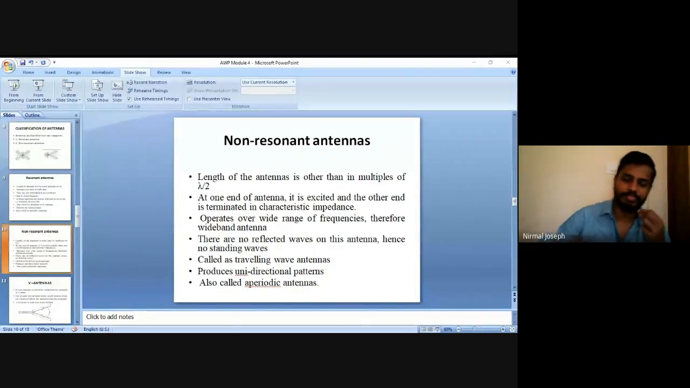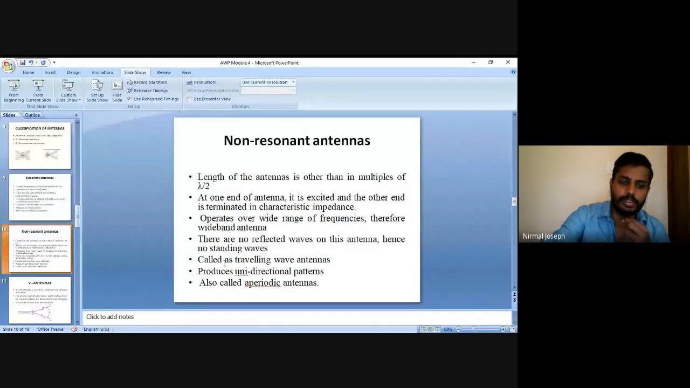Okay. You see, there is a reflected wave in the resonant antenna. And in non-resonant, the wave is just traveling. That means the wave will go in that direction only, so we can say that the radiation pattern will be unidirectional. But in resonant, there is an ongoing wave and a reflected wave, so we can say that the radiation pattern will be in two directions. So resonant antenna will be bidirectional and non-resonant antenna will be unidirectional. That is the justification.